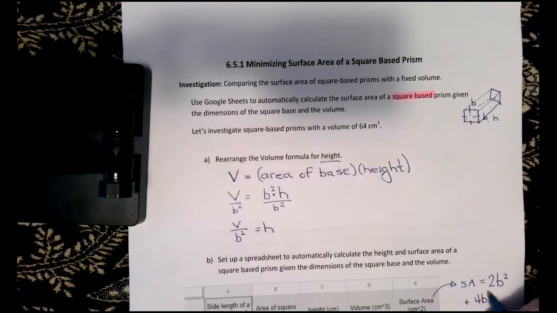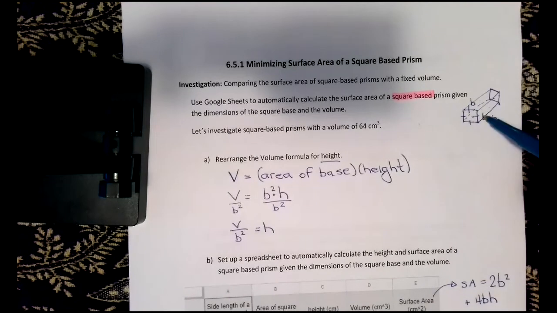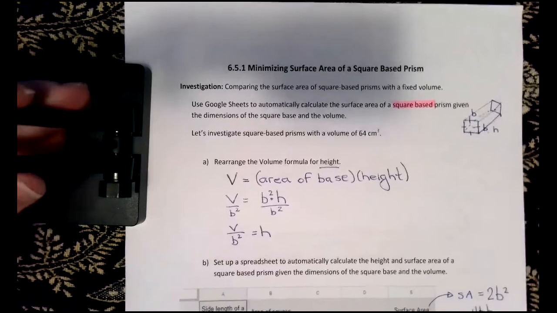4BH. And the reason is, if you think about it, if it was normally length times width as opposed to B times B, then it would be 2 of the LHs plus 2 of the WHs. And in this case, the length and the width are both B. So it's 2 of the BHs plus 2 of the BHs, which is 4BH. Oh, you can't see that either.